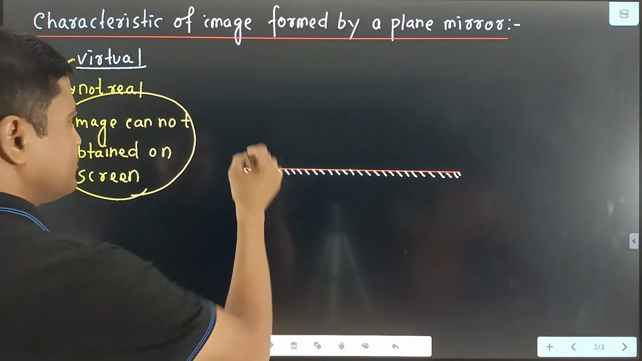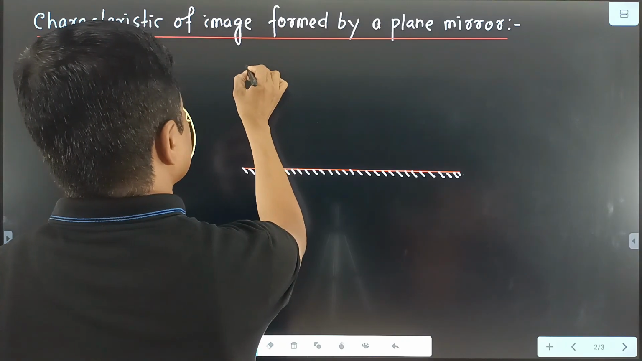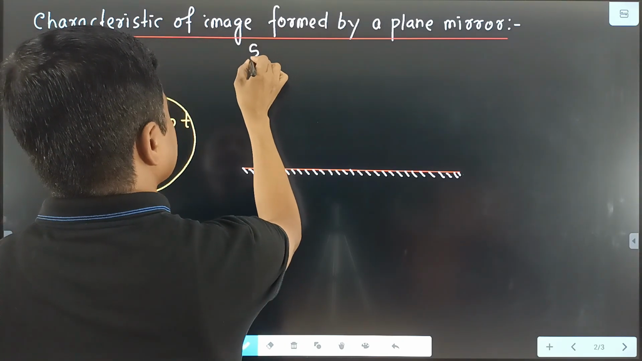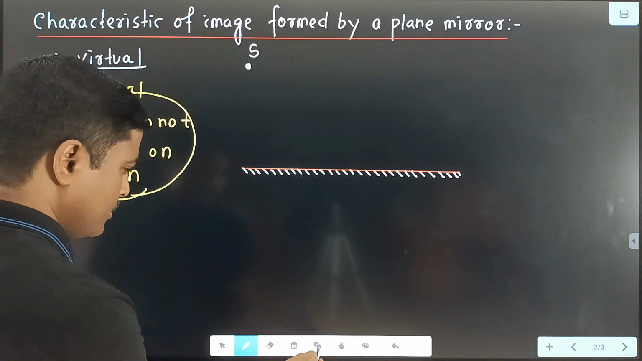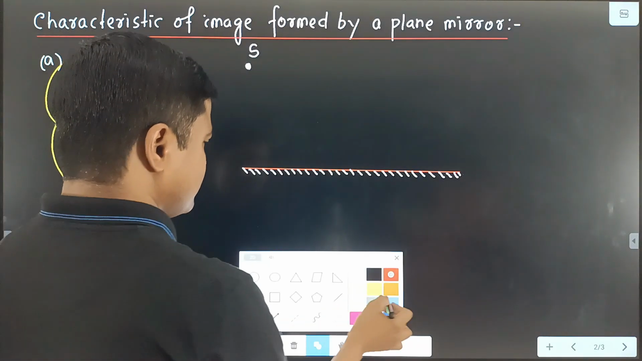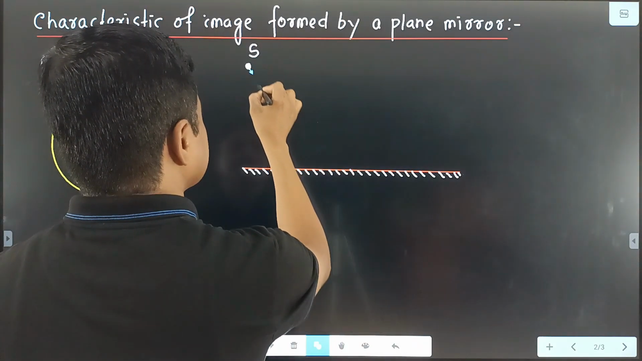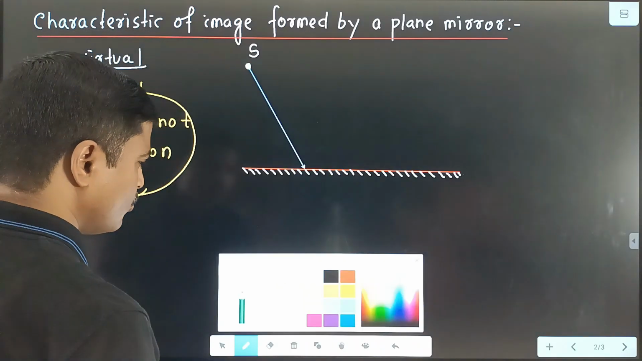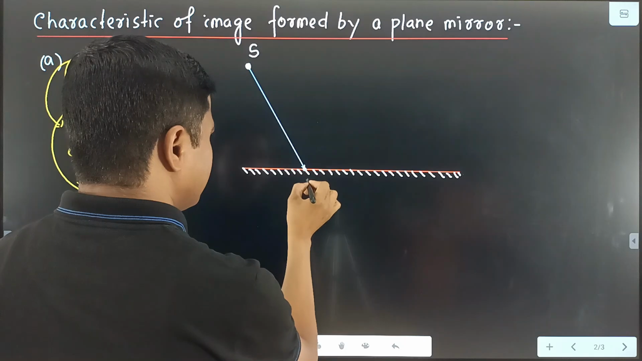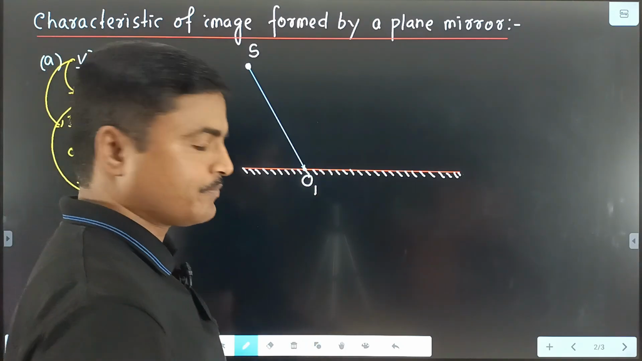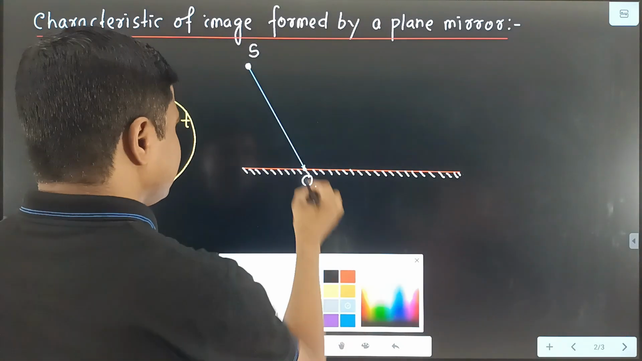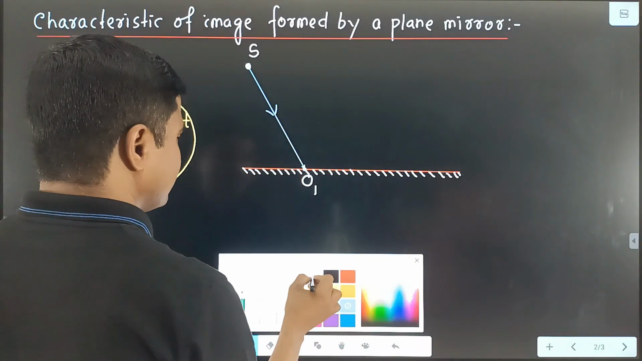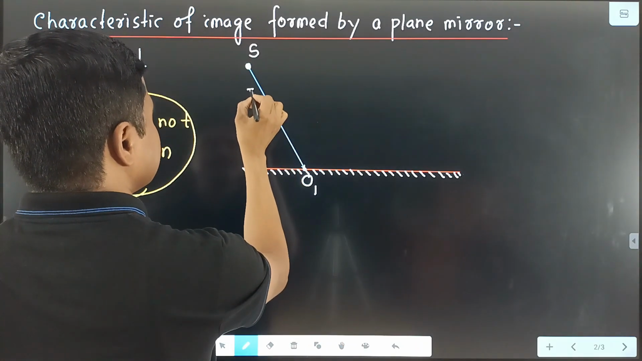Clear? And suppose this one is the object, or that is the source. We write S for source, and we draw an incident ray. Suppose this is the first incident ray, and it moves towards the point O1. This point is your O1, that means the point of incidence. The incident ray moves along this direction, and for the incident ray we write I.